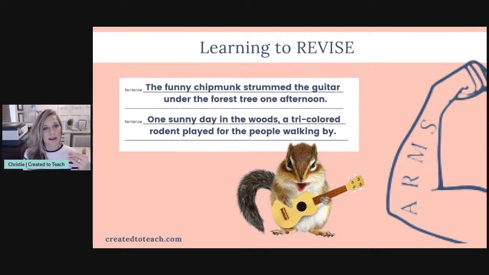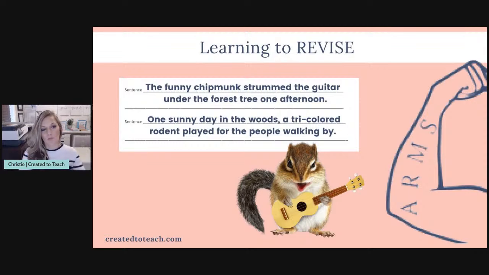Okay. So then maybe I use the same picture, but this time I change it up. Maybe that second row has different ideas. So instead of one afternoon, it's one sunny day. And instead of under the forest tree, I put in the woods. Instead of, let's see, funny chipmunk, I have a tri-colored rodent. So I changed the adjective, I changed the wording for the noun. And let's see, instead of strummed, I used played as the verb. And then for the people walking by.